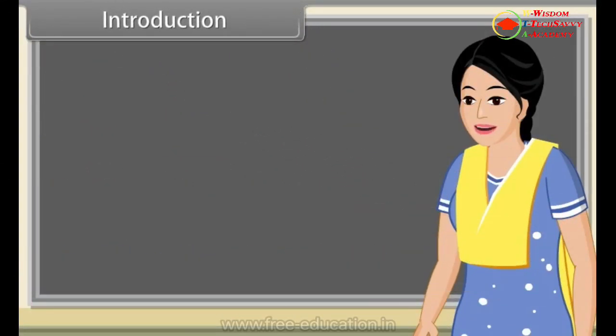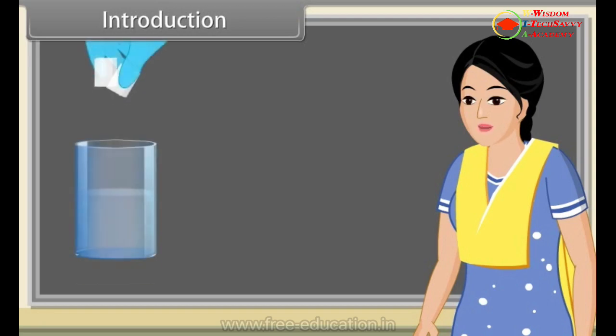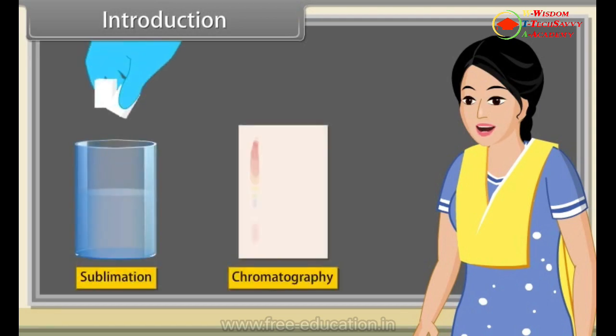Students, in the previous part we have learnt isomerism and fundamental concepts used in organic reaction mechanisms, and today we learn the methods of purification of organic compounds. Some of the methods are sublimation, chromatography, distillation, etc.